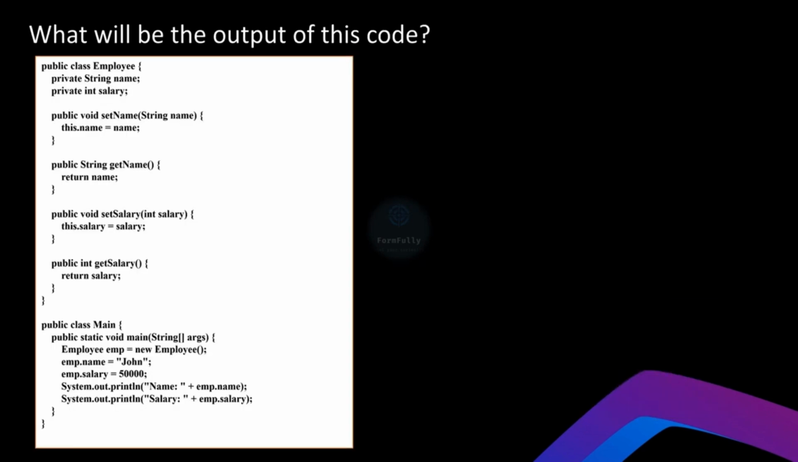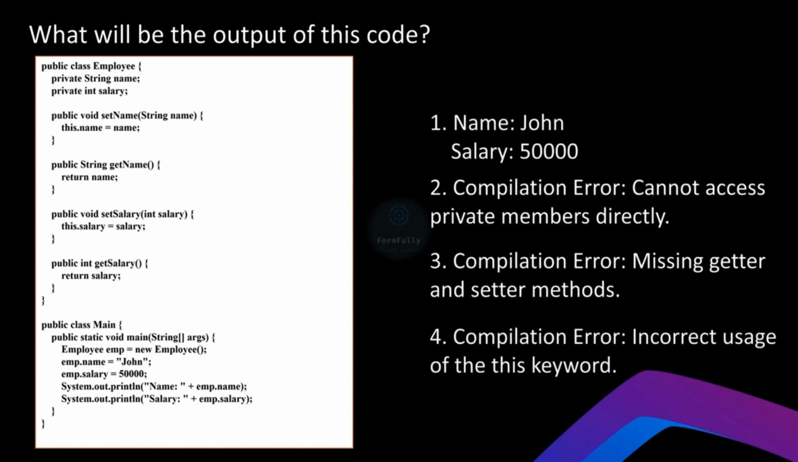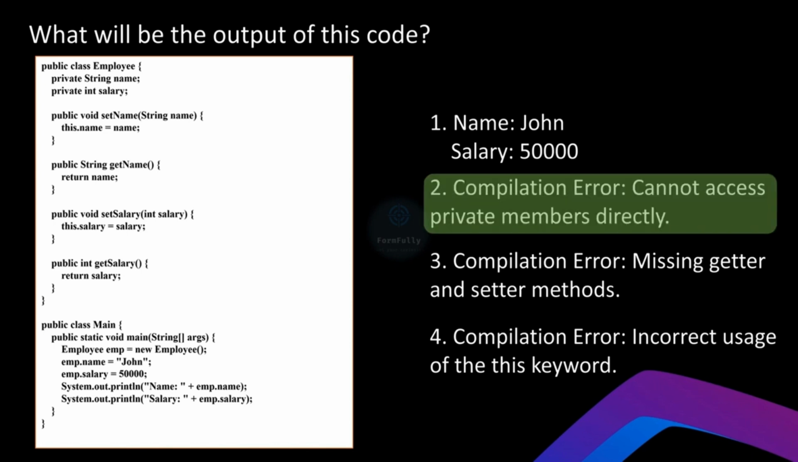Moving to the next snippet question. What will be the output of this code? Options are as follows. I will suggest first pause the video and think about the answer. I hope you are ready with your answer. Here the correct option is compilation error, cannot access private member directly. So let's see the code.